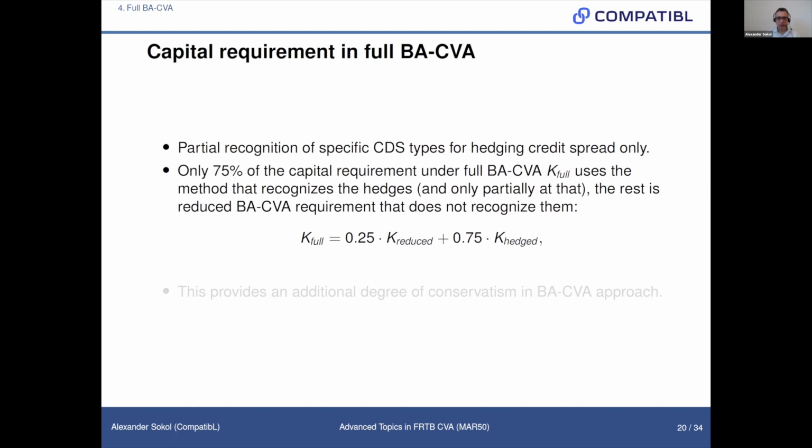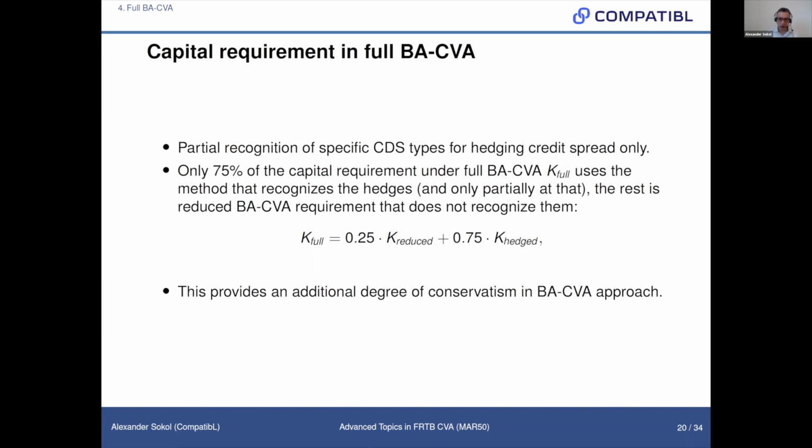So full capital requirement under the full BA-CVA is only 50%. So there's only a 75% hedged capital requirement, 25% reduced, which is what we just covered in the preceding section. So that's an additional degree of conservatism, even though K hedged is also extremely conservative. It's conservative in how it recognizes the hedges, and yet 25% of the capital is from the method that doesn't have any hedge recognition. That's how conservative it is.